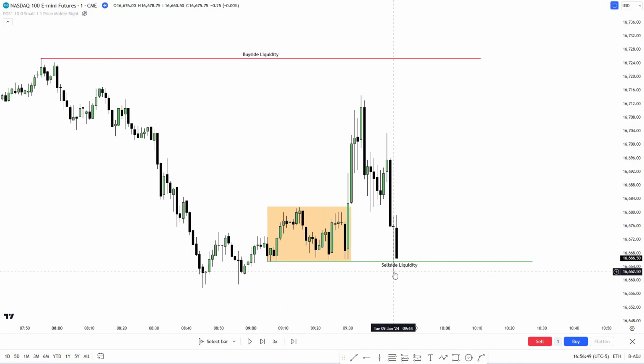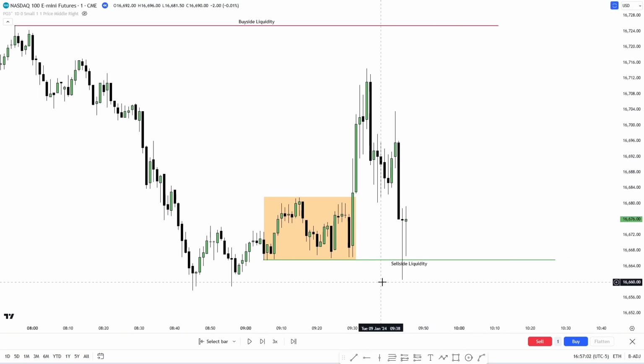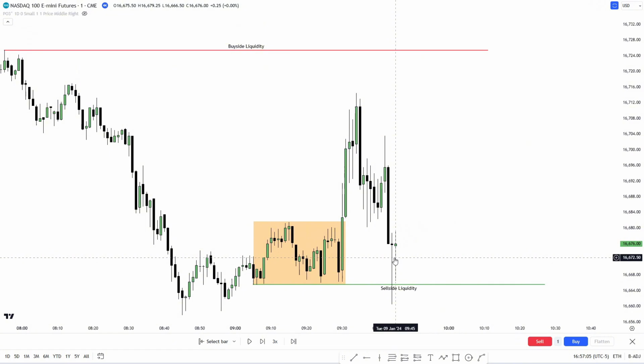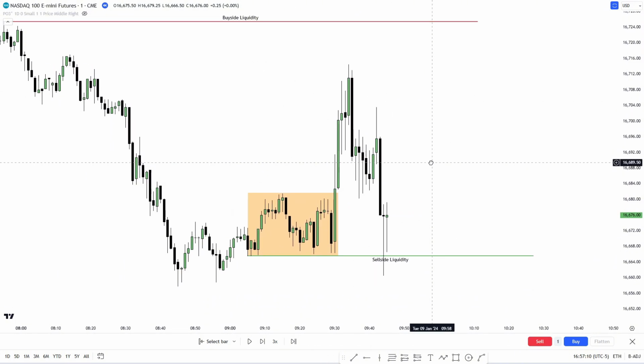All right, we get that right there. And as you can see, this is a valid liquidity sweep. Why? Because we failed to close below it and displace below it. You can see we quickly rejected that level and pulled back into the range. So now let's see if we get displacement to the upside and a potential market structure shift to help us target this buy side liquidity pool.